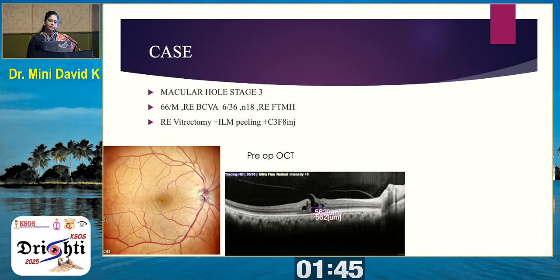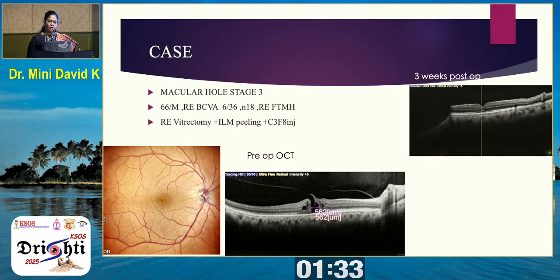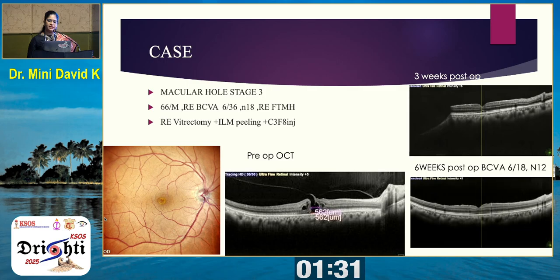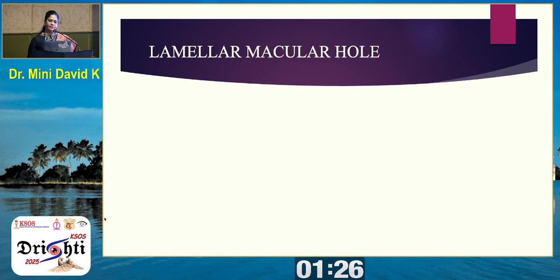So, a case of macular hole, stage 3. The patient presented with BCVA of 6/36 and N18 vision, right eye full thickness macular hole. The patient underwent vitrectomy with ILM peeling and C3F8 injection and was advised strict post-op prone positioning. At 6 weeks, the patient had anatomical closure of the hole with vision improvement to 6/18 and N12.